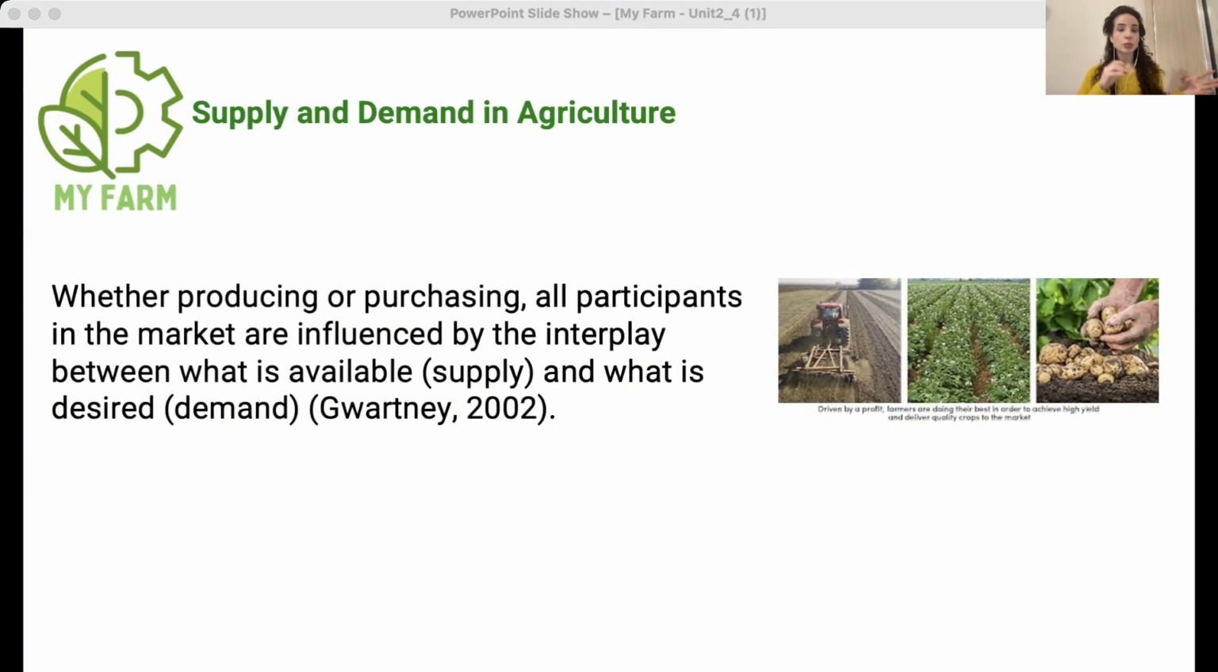Whether producing or purchasing, all participants in agricultural markets are influenced by what is available, so this is supply, and what is desired, so this is what we call demand. Farmers respond to prices by adjusting how much they produce. On the other hand, consumers respond to prices by adjusting how much they buy. So price is the outcome of this interaction, and it serves as a signal that guides decisions on both sides of the market.